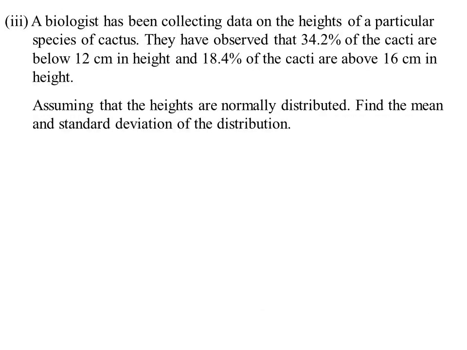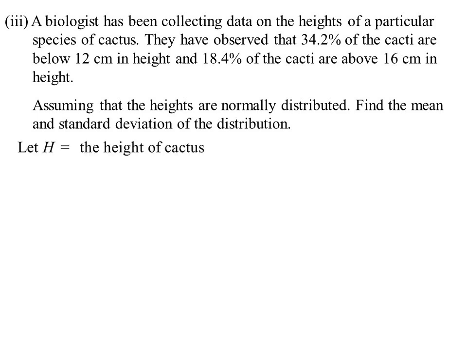Biologists, they love playing with data, biologists. Collecting data on the heights of particular species of cactus. This is something we would like to know. They observed that 34.2% of the cacti are below 12 centimetres in height. 18.4% are above 16 centimetres in height. Now, we have to make the assumption that heights are going to be normally distributed, but let's find the mean and the deviation of this distribution.